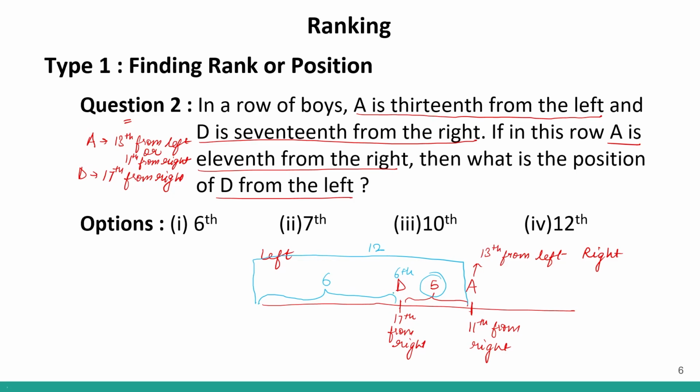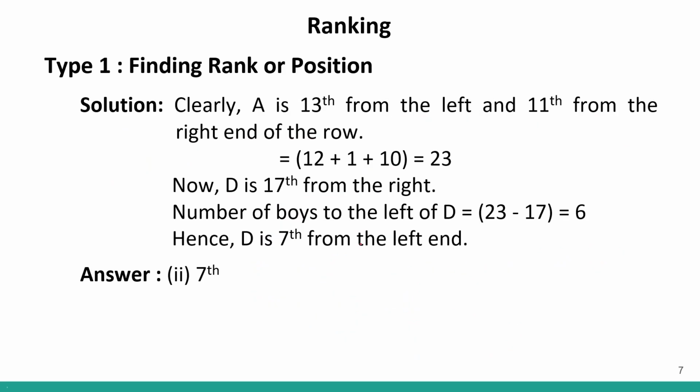So we have to find out D's rank from the left. From the left, if I see, D is sitting after 6 people. So if D is placed after 6 people, D's rank will be 7th from the left. Clear? D's rank will be 7th from the left. So my answer will be option number 2, 7th. Okay? Now, this is the solution. You can check the solution.